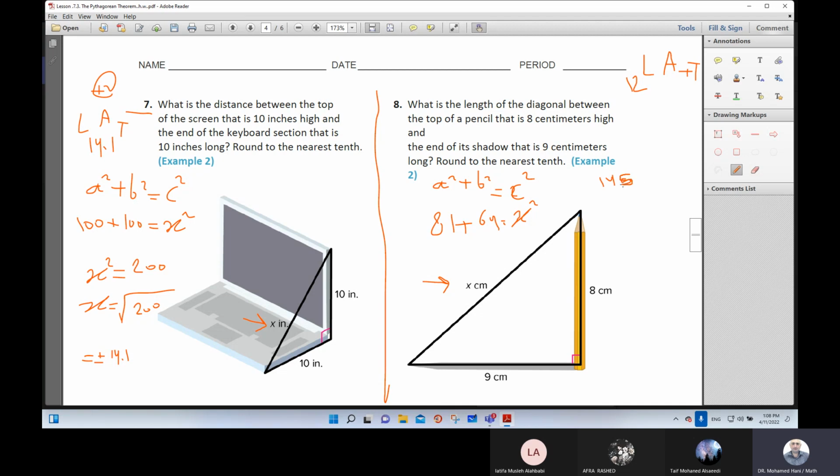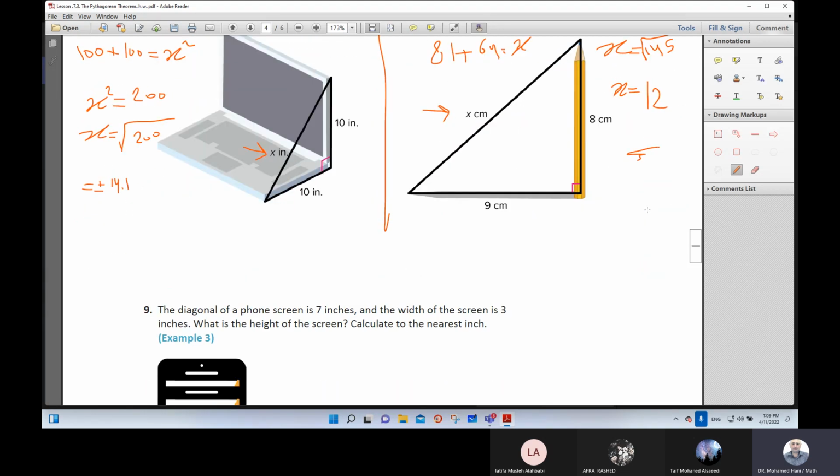145 equals x squared, and x equals the square root of 145. Equal about 12. Excellent and great for all. I will add to you 2 marks. Great work today. Okay.